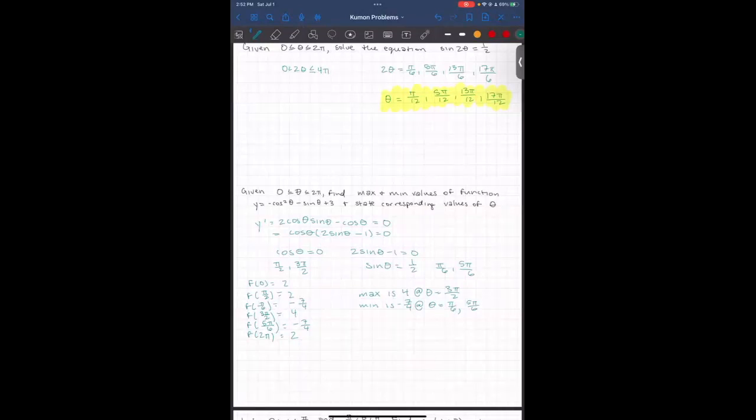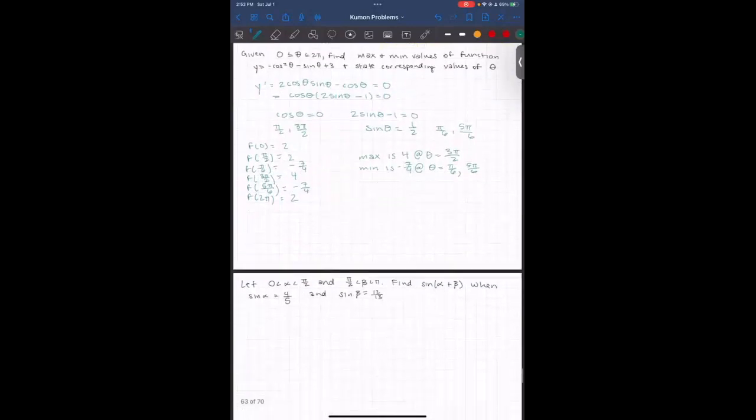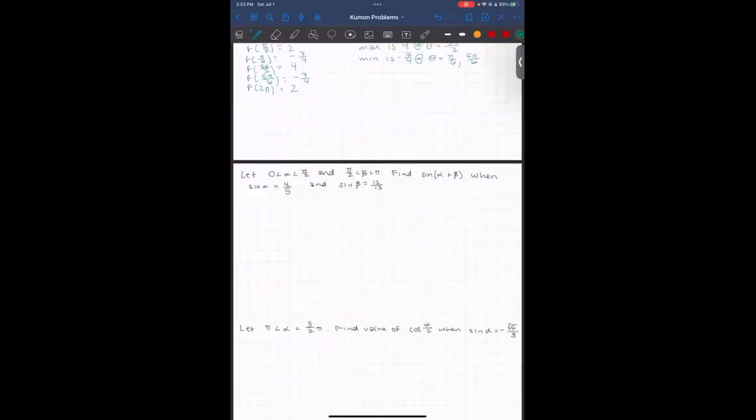The next couple of equations that we're going to do are putting together many different elements of trig. The first one is, let alpha be greater than 0 and less than pi over 2, and beta be greater than pi over 2 and less than pi. We want to find sine of alpha plus beta when sine of alpha is 4 over 5 and sine of beta is 12 over 13.